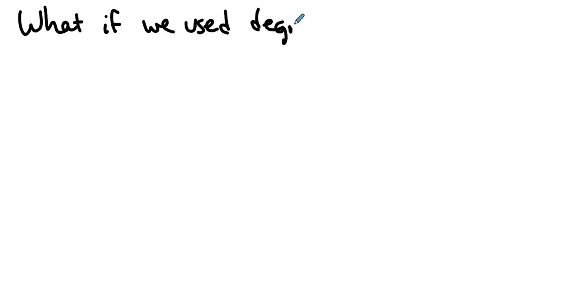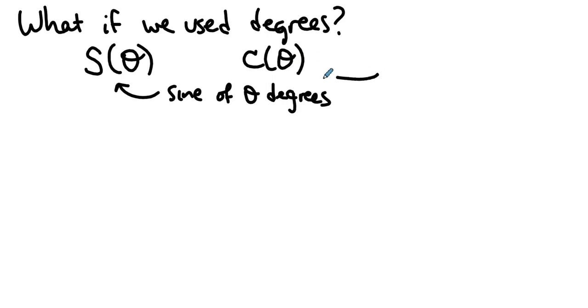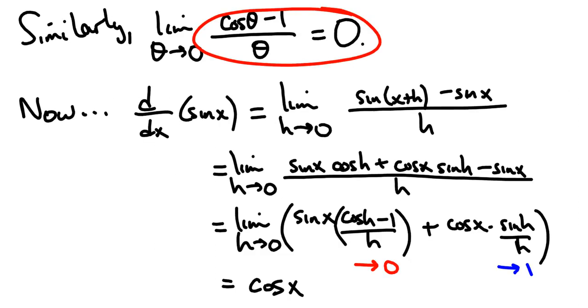Well, let's ask the question. What if we use degrees instead? So the authors of your textbook say, let's let S of theta and C of theta be the sine of theta degrees, or the cosine of theta degrees. So it's not the sine and cosine functions you're used to, it's the sine and cosine functions if we were measuring in degrees. Now, let's go back 2 slides.